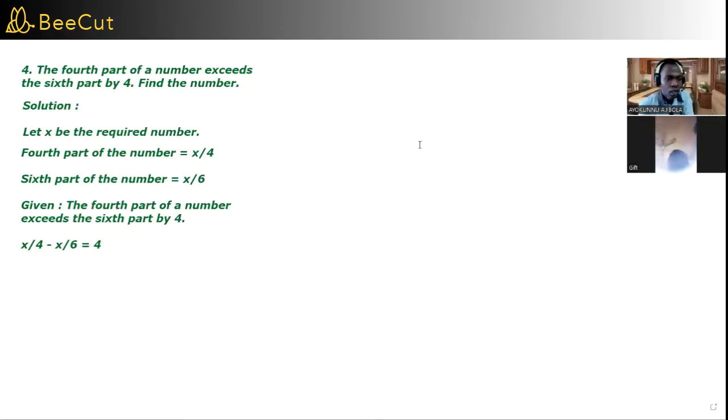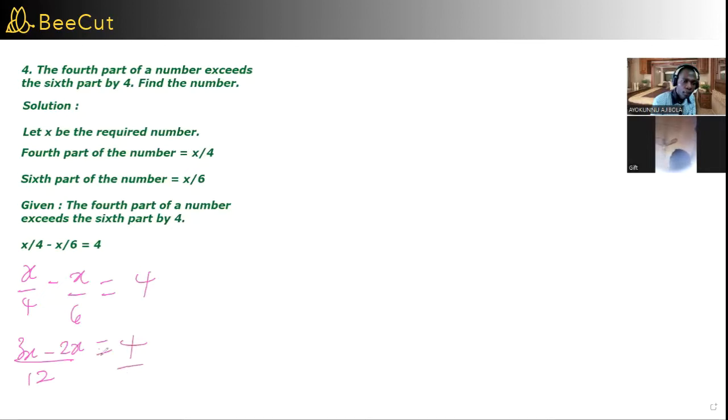So how do we solve this kind of equation? You know, this is a fraction, and we did fractions the other time. Yes or no? Yes, sir. Okay, very good. So x over 4 minus x over 6 equals 4. Here the LCM is 12. So 4 here is 3, 3 times x is 3x, and 6 here is 2, 2 times x is 2x, equal to 4.